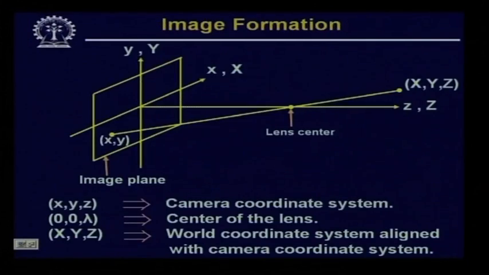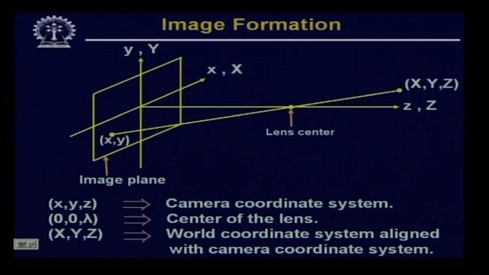Now, let us briefly recapitulate what we had done in the last class. This figure shows the imaging geometry that we had considered, where the 3D world coordinate system is aligned with the camera coordinate system. There we have taken a 3D point whose coordinates are given by capital X, Y, Z, and lowercase x, y are the coordinates of the corresponding image point in the imaging plane. And we have assumed that the focal length of the camera is lambda. That means the coordinate of the focal point of the lens center is 0, 0, lambda.